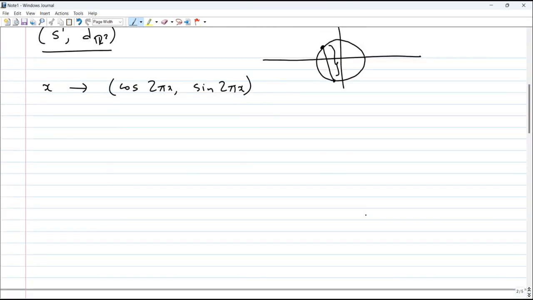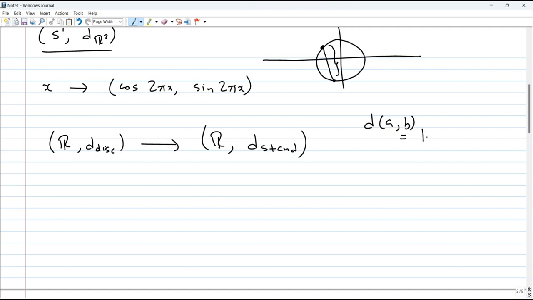Another non-example would be as follows. Consider R with the discrete metric. If you don't remember, the discrete metric is the metric in which the distance between any two points is 1 if the points are different, and the distance between a point and itself is 0. And let's look at the metric space R, the same set, but with the standard distance function, where the distance between two points A and B is the absolute value of the difference between A and B.